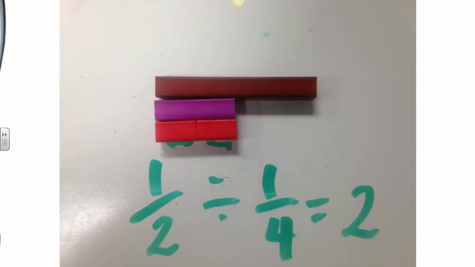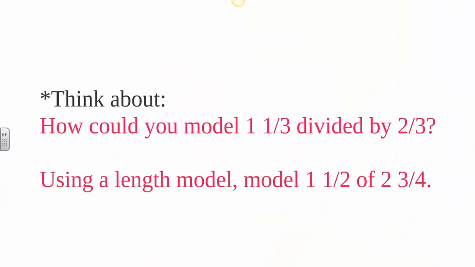For this problem, we were looking to find how many 1/4 were in all of 1/2. Remember, our red rod represents 1/4. There are 2 red rods that are equivalent to 1 purple rod, which represents our 1/2. So the number of 1/4 within 1/2 is 2. Think about this. How could you model 1 1/3 divided by 2/3? Using a length model, I want you to try to model 1 1/2 divided by 2 3/4.